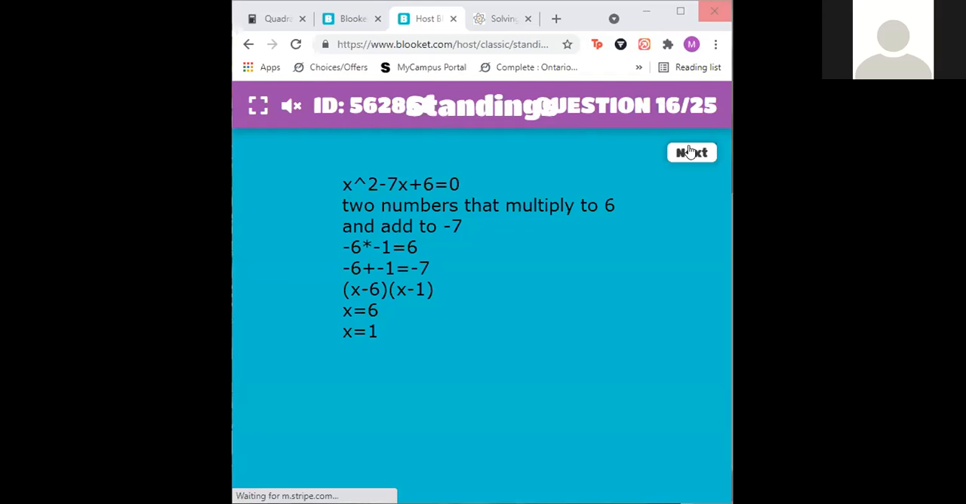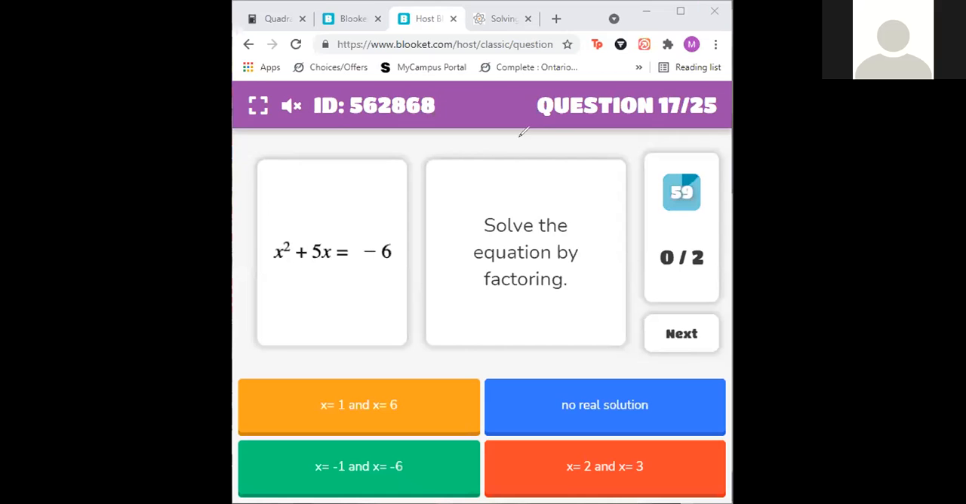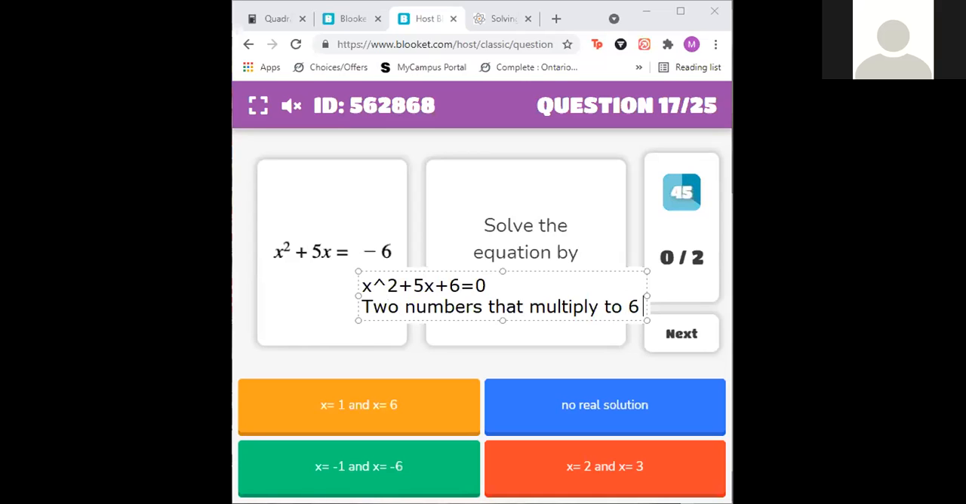So here, for the x, bring the 6 over positive. So two numbers that multiply to 6 and add to 5. So what are those numbers?